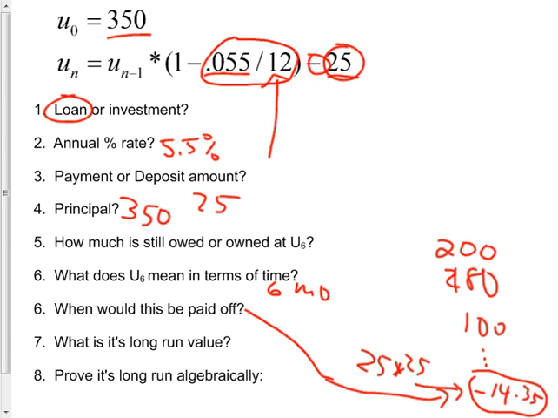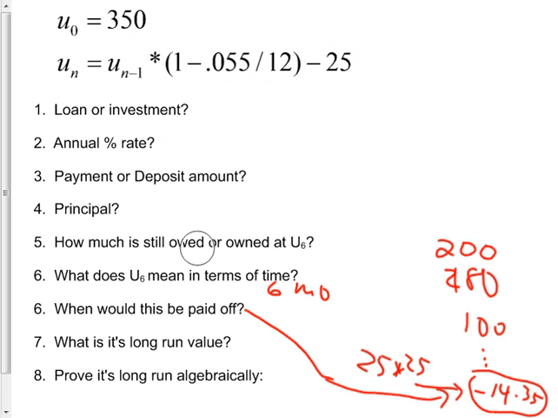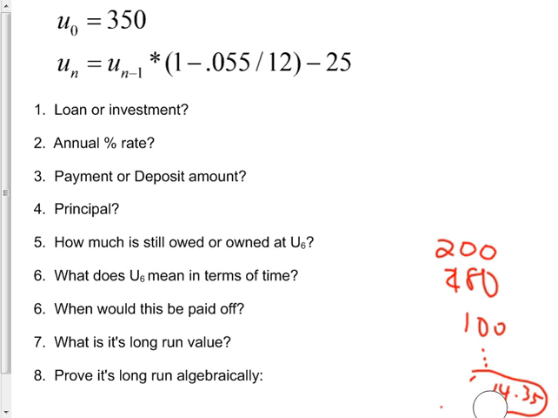What's its long run value, and can you do it algebraically? I know you can all type this in the calculator and then arrow down the table a whole bunch of times, and you'll eventually find the long run. But can you do it algebraically? Do you remember that in the long run, two terms that are right next to each other are essentially the same thing?